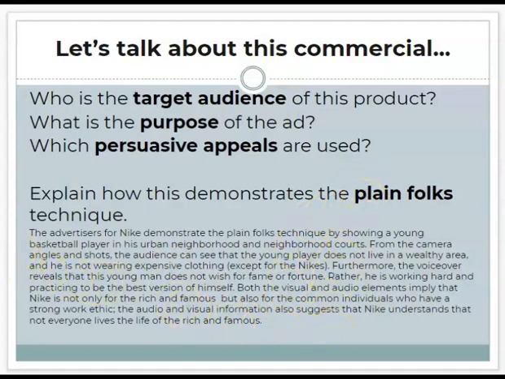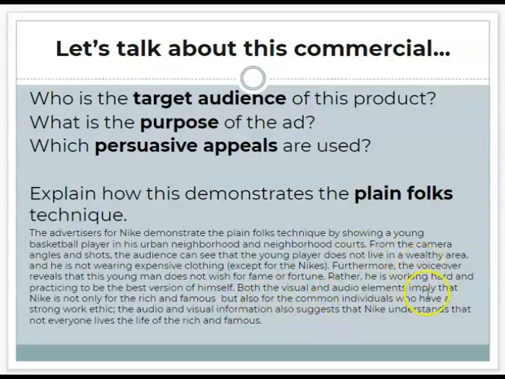So here is your example. The advertisers for Nike demonstrate the plain folks technique by showing a young basketball player in his urban neighborhood and neighborhood courts. From the camera angles and shots, okay, so this is my text evidence, the audience can see that the young player does not live in a wealthy area and he is not wearing expensive clothing, except for the Nikes, right? So we could argue that those are a little more expensive.